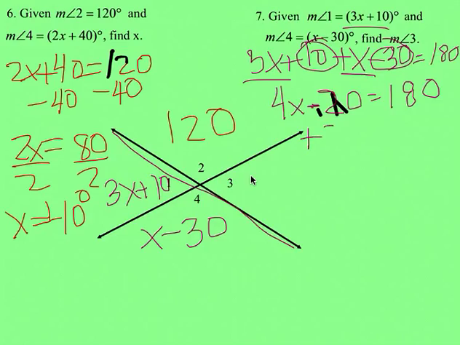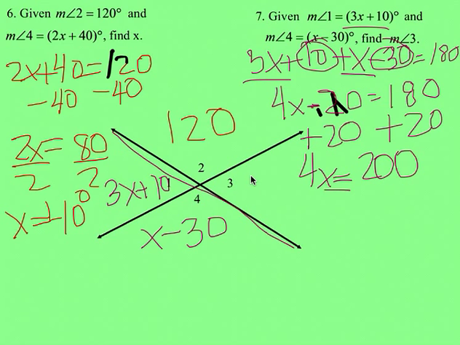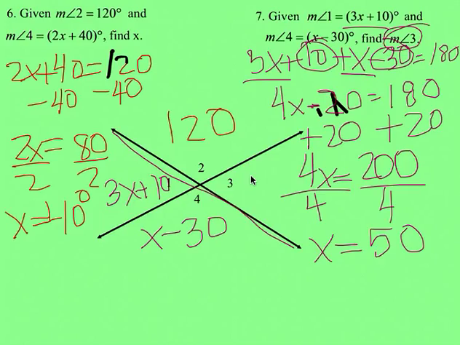So now we're going to go ahead and add 20 to both sides. So then I get 4x is equal to 180 plus 20, which is going to give me 200. Divide both sides by 4. And once I do that, I end up getting that x is equal to 50. So that's not what the question asks. It asks us to find the measure of angle 3.